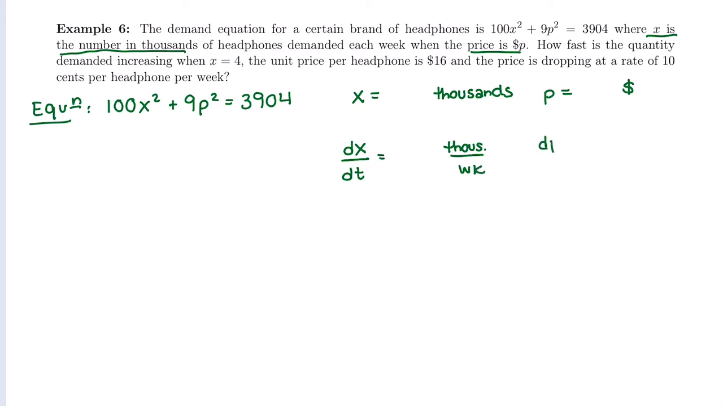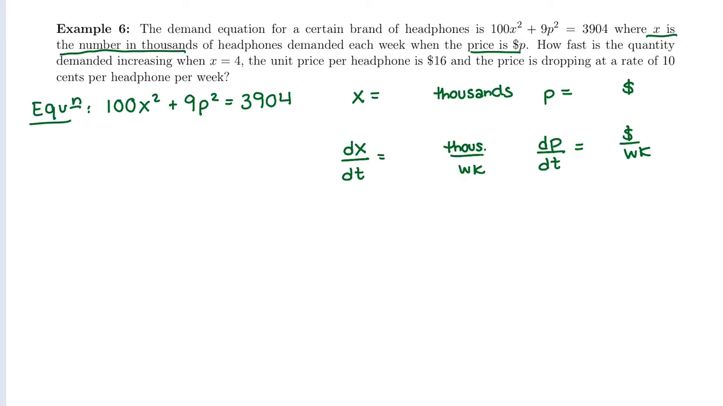Whereas dp dt, the derivative of price with respect to time, is going to be in dollars per week. So different units also makes it easier to figure out where to put the numbers we're given. If it's in dollars, we're not even going to think about putting it in an x or dx dt spot. It's nice that they're completely different units instead of both dealing with centimeters or inches or something.